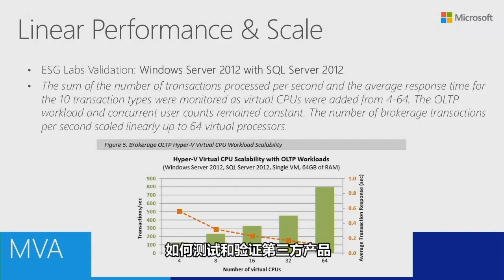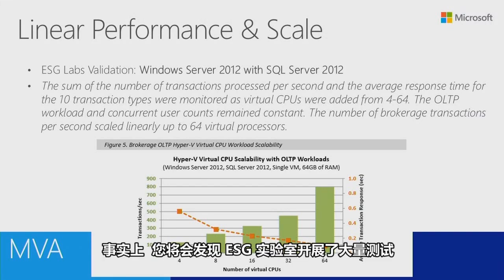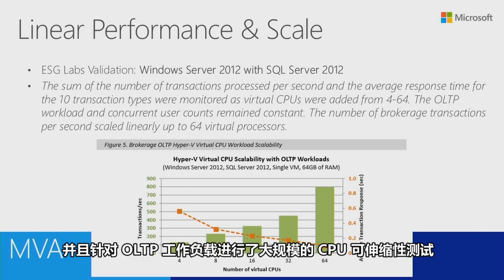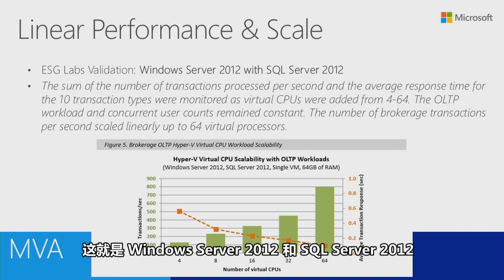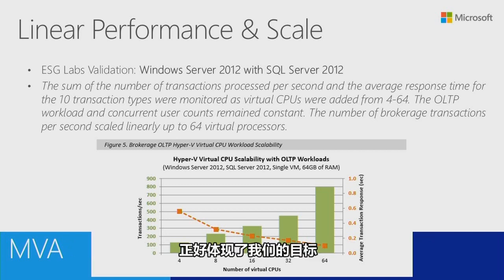Well, what about third parties? What about making sure that we've tested and validated this outside of Microsoft? In fact, you'll see that ESG Labs has performed and validated a whole bunch of tests. They did a whole bunch of CPU scalability with OLTP workloads, industry standard workloads, and they published this report that you can download. It's Windows Server 2012 with SQL Server 2012. But this shows us exactly what we were shooting for.